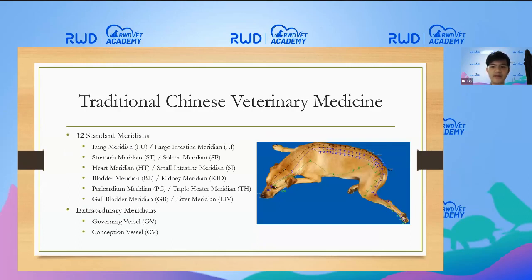There are 14 main meridians on animals' bodies, including the lung meridian, which we call LU, large intestine meridian, LI, stomach meridian, ST, spleen meridian, SP, heart meridian, HT, small intestine meridian, SI, bladder meridian, BL, kidney meridian, KID, pericardium meridian, PC, triple heater meridian, TH, gallbladder meridian, GB, liver meridian, LIV, governing vessel, GV, conception vessel, CV.